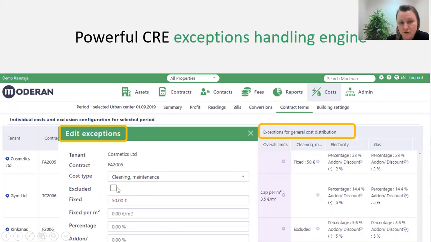You can see here for each cost type, you can exclude a certain tenant, fix their rates, add percentage add-on fees, and so on. And then you have a clear overview for each tenant and each cost, what their specific rule is. And this is in the same format for all the properties. So this helps you, on one hand, standardize, but still be able to manage the exceptions efficiently.